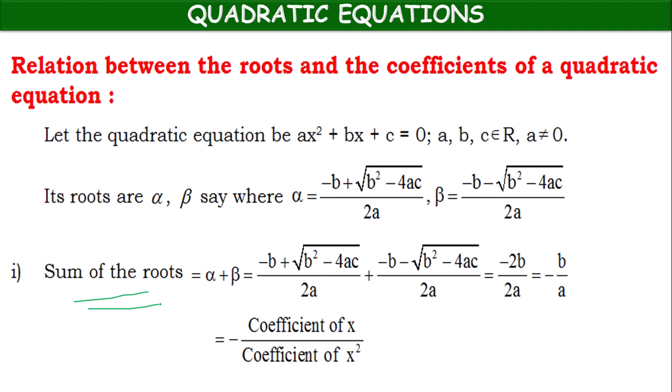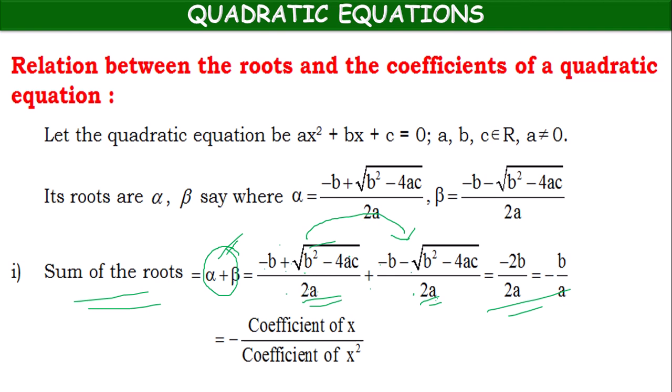So, the sum of the roots. If you take the sum of the roots, alpha plus beta, it is minus b plus root of b square minus 4ac by 2a, plus minus b minus root of b square minus 4ac by 2a. If we add them, 2a is common. As a common denominator is there, the numerators we can add directly.